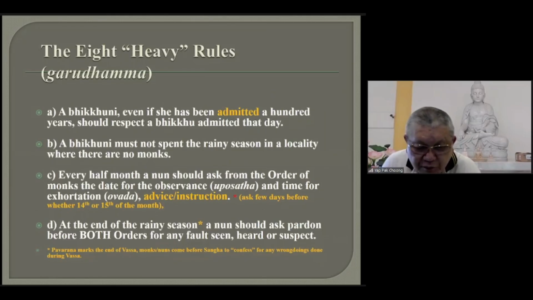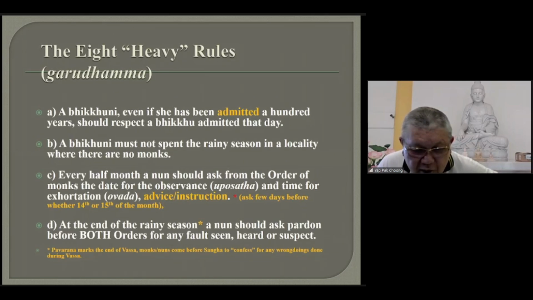You see? Second rule, a bhikkhuni must not spend the rainy season in a locality where there are no monks. This one is for security purposes, because in those days in India, there were a lot of rape cases, not only today, those days also. In fact, it happened to the nuns. A lot of nuns were raped because they spent their rainy season or wandered alone. You see, it was quite dangerous during that time. So in order to protect the nuns, Buddha advocated this rule. Don't spend your rainy season vassa without monks around. You see, second rule, a protection.